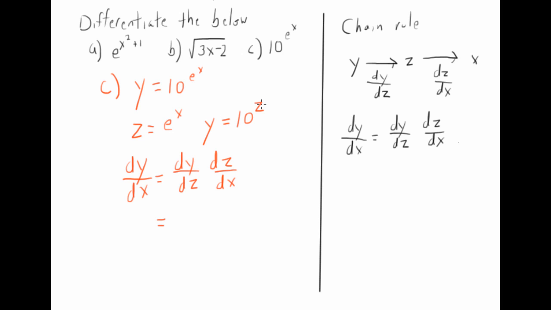dy/dz means I'm taking the derivative of this exponential function. So I will get the natural log of 10 times 10 to the z. dz/dx is the derivative of e to the x. We love e to the x. It's just e to the x. I can't have the z in there. So this is going to be the natural log of 10 times 10 to the e to the x times e to the x. So in this case, the derivative of 10 to the blah is natural log of 10 times 10 to the blah times the derivative of blah. And those are three examples of the chain rule.